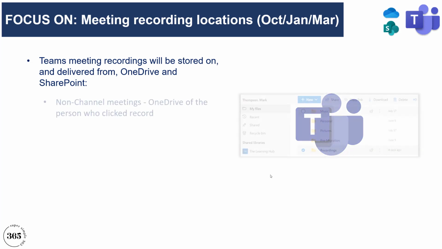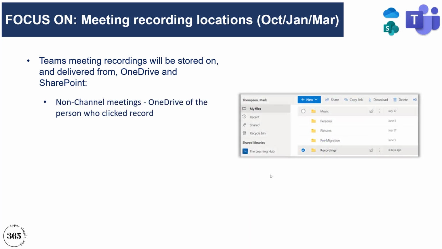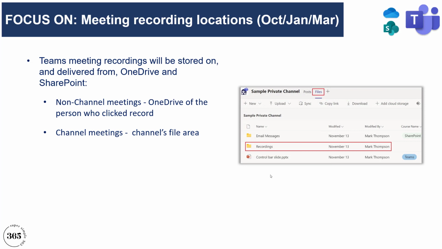So non-channel meetings, so this is just a regular meeting. I'm not really sure how better to say this, so Microsoft describe it as non-channel meetings. This is just the type of meetings that you set up or have with your colleagues or your team. Those recordings will go to the OneDrive of the person who clicked record. Okay, and if you have a channel meeting, it will go to that channel's file area. Once you kick off a recording of either of those, a new folder will appear, and you'll see those recordings in there.